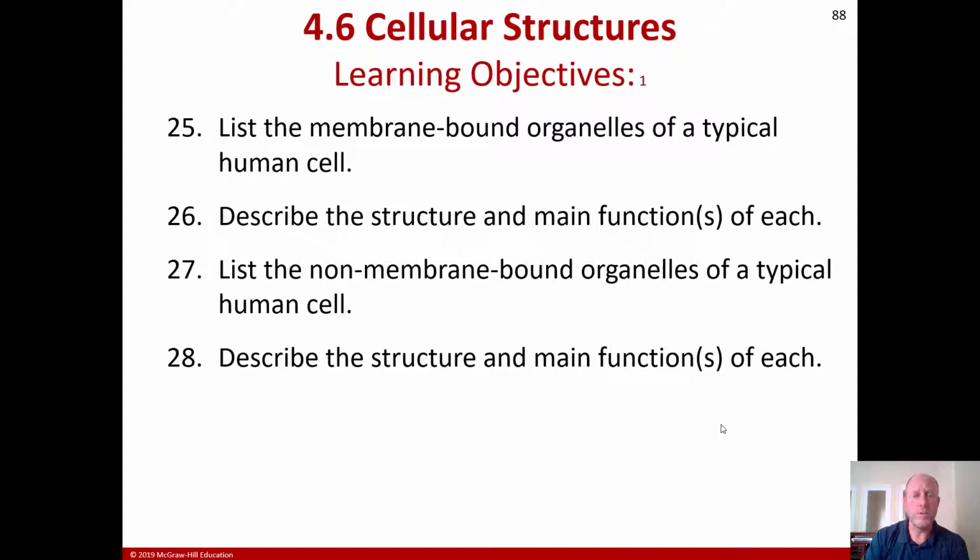All right, we're going to discuss now section 6 of chapter 4 with cellular structures. After going over this section, you should be able to list the membrane-bound organelles of a typical human cell, describe the structure and main functions of each, list the non-membrane-bound organelles of a typical human cell, and describe the structure and main function of each.